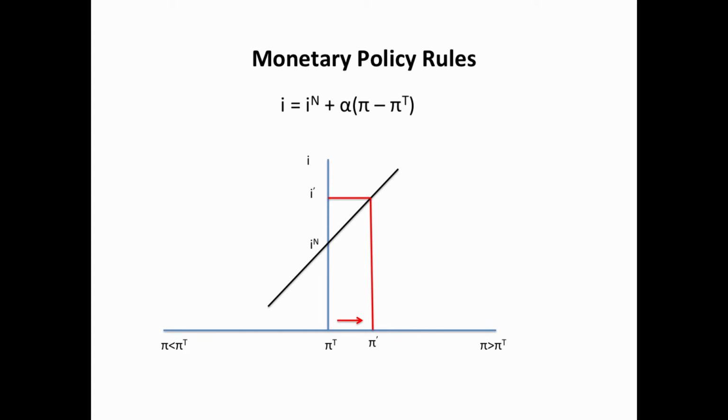We can also think about the responsiveness of a central bank to inflation, and we can show this by the slope of the monetary policy rule. Let's suppose that a central bank has a smaller value of alpha, or a value of alpha which is closer to 0. Then we can illustrate that with the green line that we've drawn on the diagram. Notice in this case, when inflation rises to pi prime, this central bank would raise the policy rate by less.